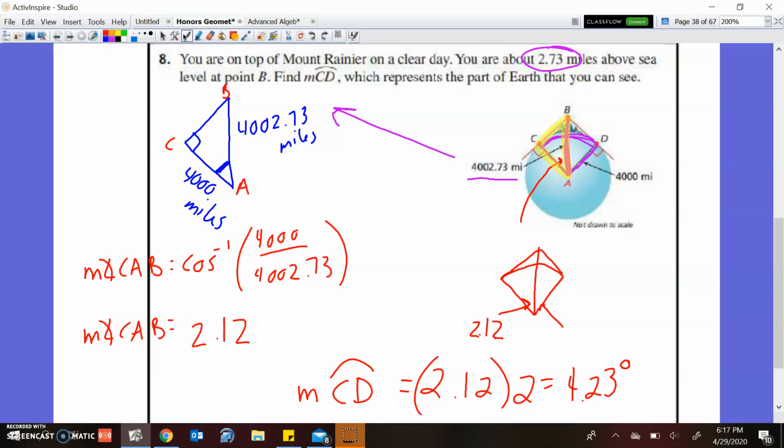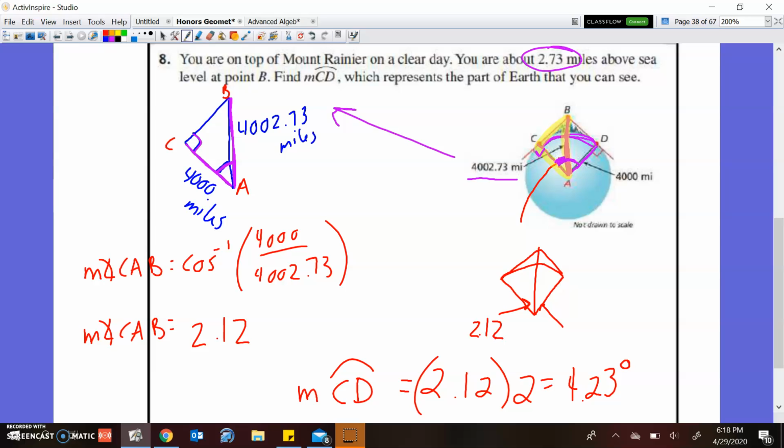So here's that right triangle, and I know it's a right triangle because they marked it with a right angle. So I have this right angle here. That's the radius of the Earth, 4,000. This is the distance from the center of the Earth to the top of the mountain where we're standing, 4,002.73 miles. So if I find this angle right in here, building it off of our image, this is this angle right here. That's half of my central angle.